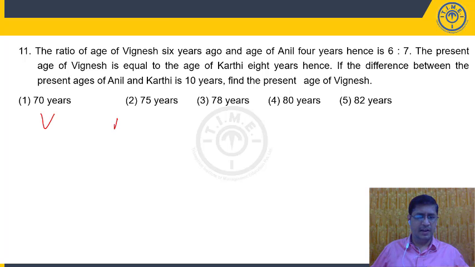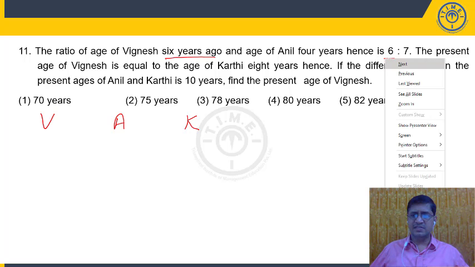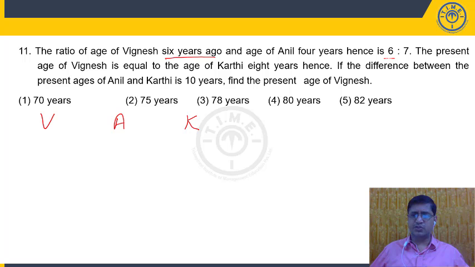And who is the next one? Anil and Karthi. So what is the age 6 years ago? 6 years ago, Vignesh was 6 parts. 6:7 means I am taking 6K and 7K. 6 years ago 6K means his present age is 6K plus 6. And what about Anil? Anil, 4 years hence, means after 4 years, so the present age is 7K minus 4.